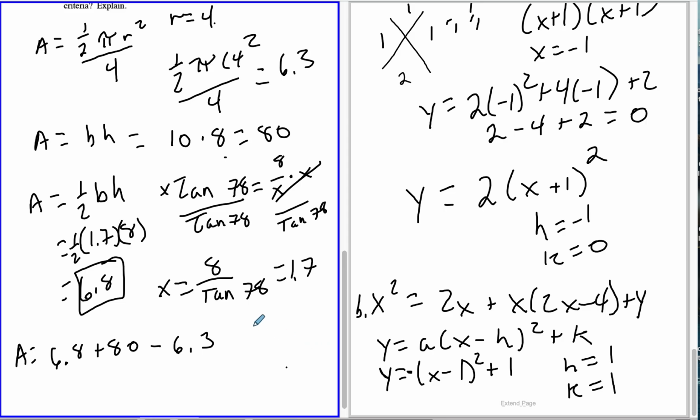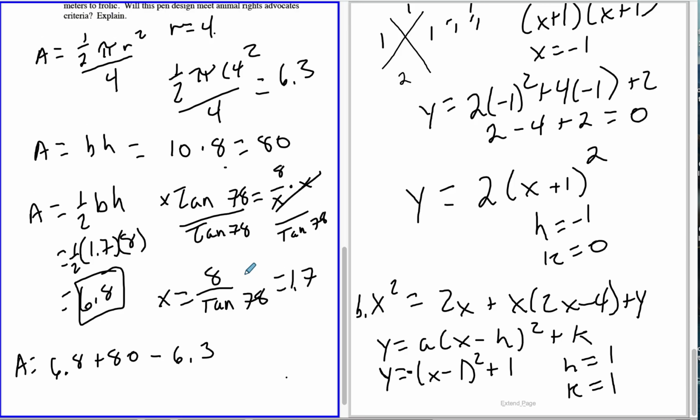I have the feeling that I'm off. 1/2 base times height.